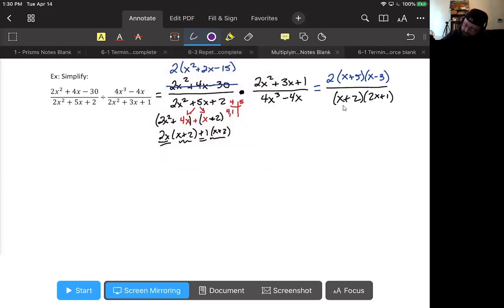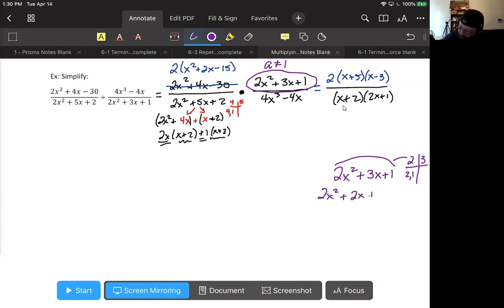The top is also factored by grouping, because a is not equal to 1. So we'll write that down here in the open space, and we'll factor it out down here because there's no room to do it up above. 2 times 1 is 2. I need numbers that multiply to 2 and add to 3. It's 2 and 1. So we break up that middle term into a 2x and a 1x. We group and we factor.